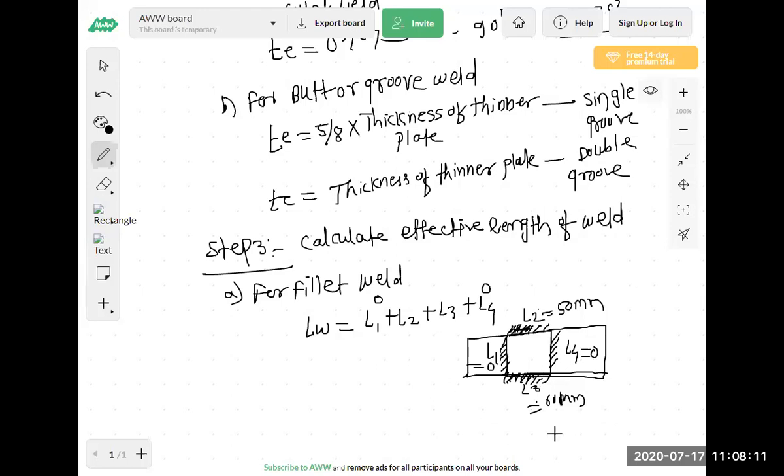So you can draw this figure. Then you will understand what L1, L2, L3 and L4 are. So draw this figure separately. L1 is this side, L2 is this side, L3 is this side, and L4 is this side.